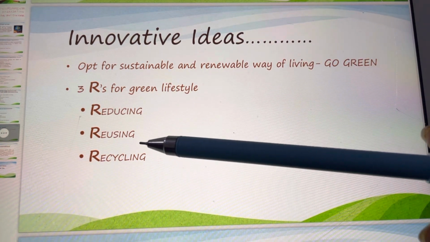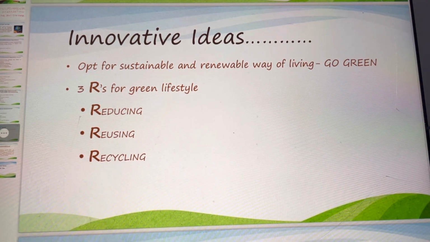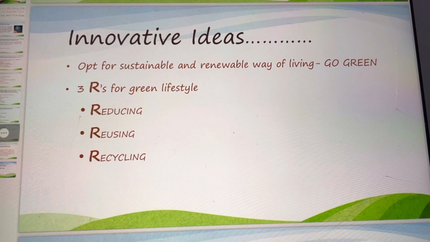So recycling, they can be recycled again into other kinds of products, जैसे प्लास्टिक है, प्लास्टिक से प्लेट्स बनाना, जैकेट्स बनाना, इस टाइप के जो चीज़ें हैं वो. If such kinds of innovative ideas are there, that will be helpful for sustaining the environment.